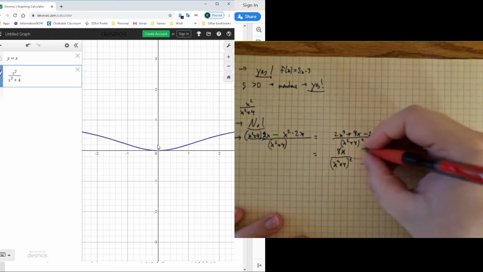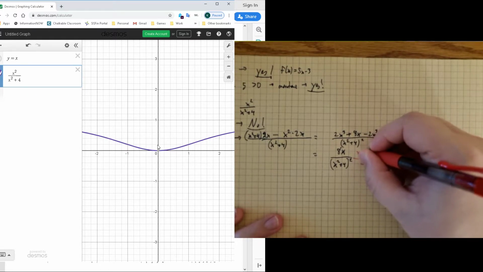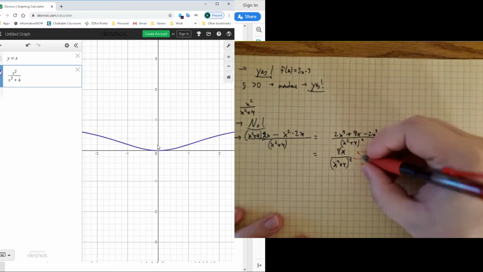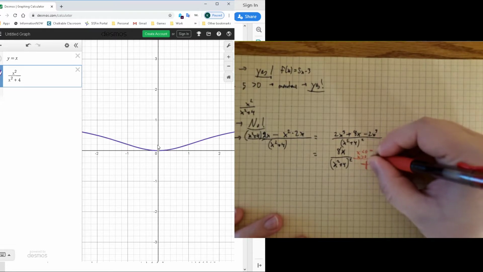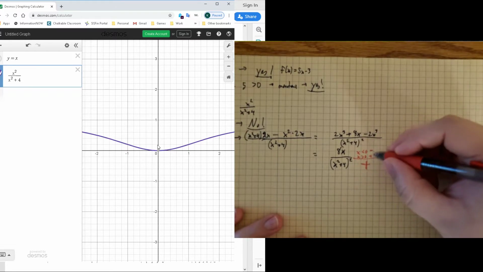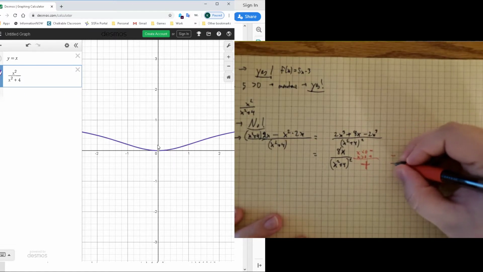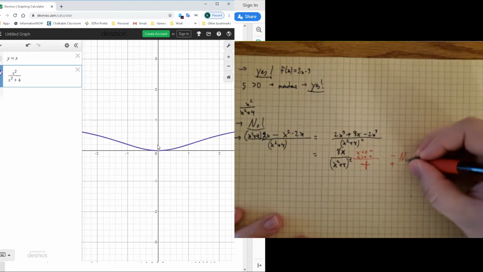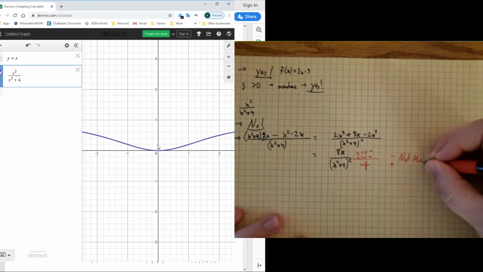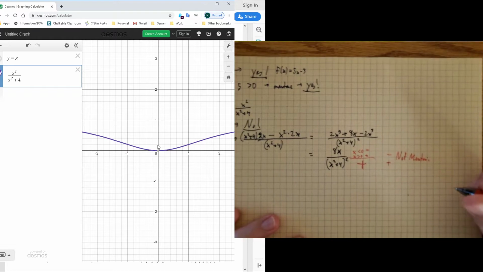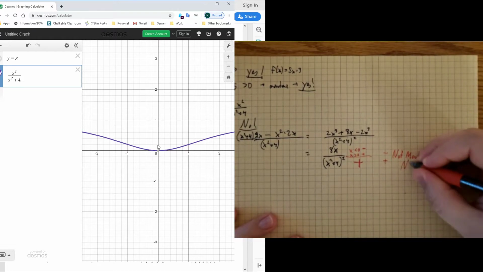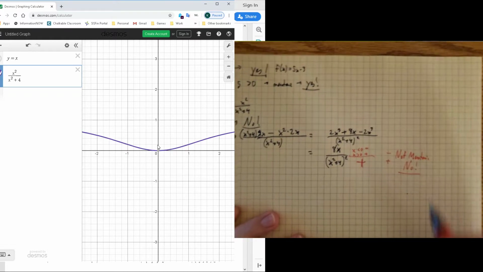But the top, if x is less than 0, the top's going to be negative. If x is bigger than 0, the top's going to be positive. And so negative divided by positive is going to be either a negative answer or a positive answer, so therefore it's not monotonic. And since it is not monotonic, that means no, there isn't an inverse function.